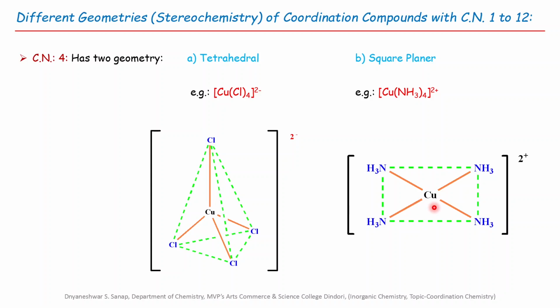Similarly, for square planar complexes, the metal atom is at the central point and 4 ligands are at the 4 corners, but the bond angle between two ligands is 90 degrees, 90 degrees, 90 degrees and 90 degrees. All these 4 ligands are in one plane for square planar complexes, but for tetrahedral complexes these 4 ligands are around the metal atom in 360 degrees. This is the major difference between tetrahedral and square planar complexes.